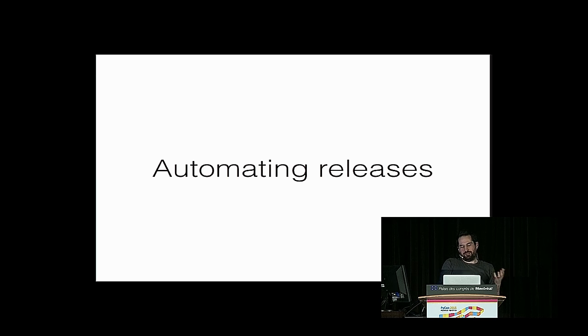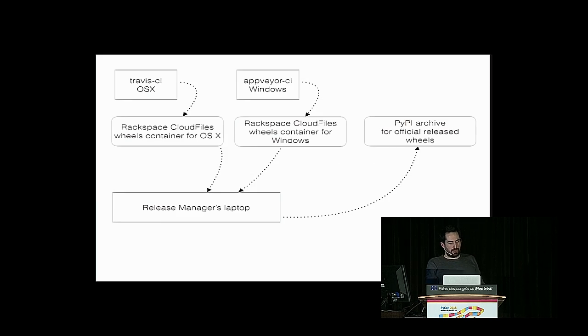So now that we can build wheel packages for OSX and Windows using Travis and AppVeyor, what would be nice is to reuse those built artifacts and upload them directly to PyPI or warehouse. So here is a schema of what we want to do.